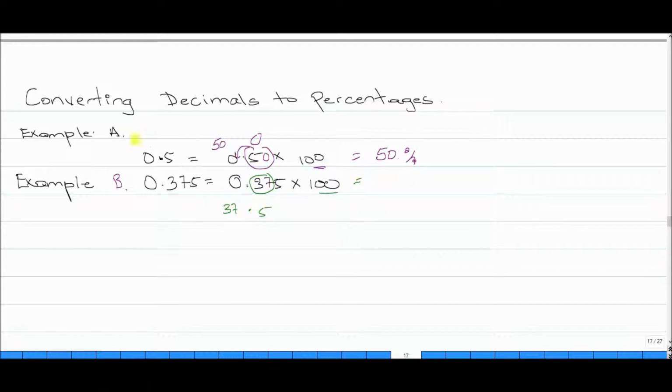So our answer for example B would be 37.5%. So 0.375 as a percentage is 37.5.